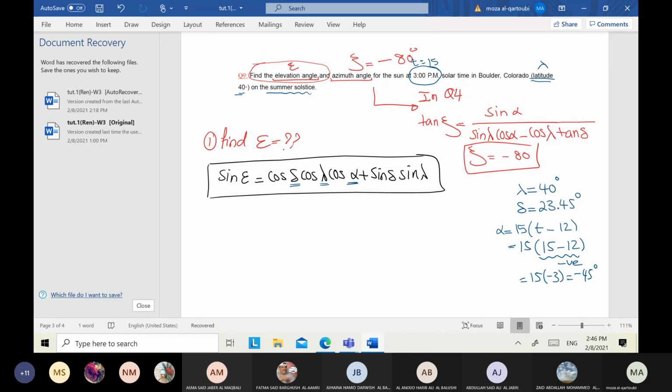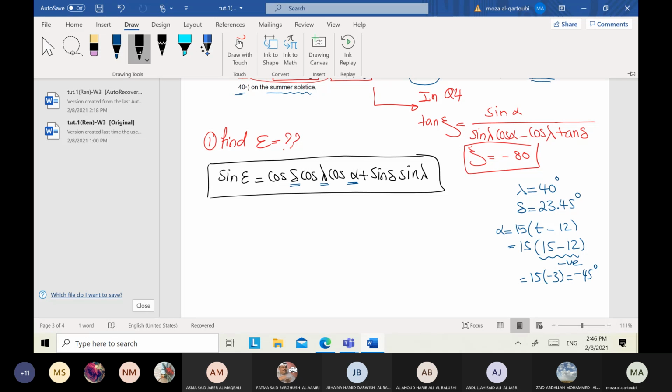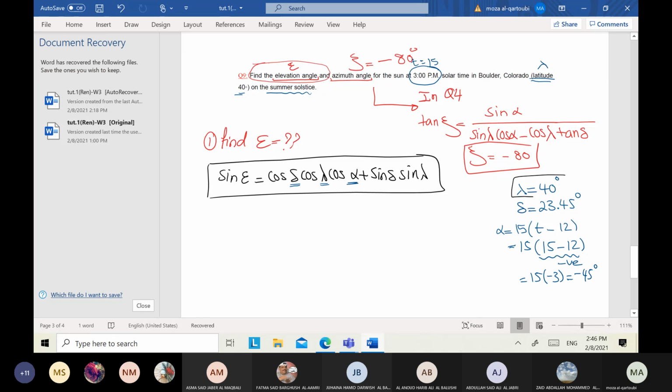So we have the 3 angles, and now we can apply. The latitude angle is given, the delta declination angle is given, and the hour angle is also given. We substitute now, given the value of the elevation angle, to find epsilon. Epsilon will be the arc sine of this value. So please give this answer.